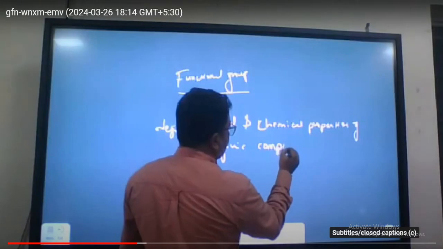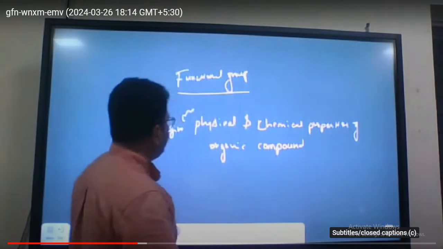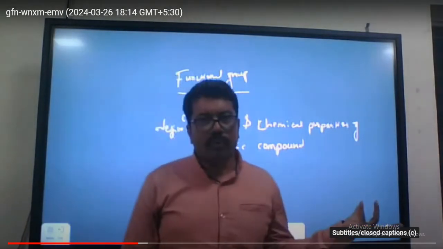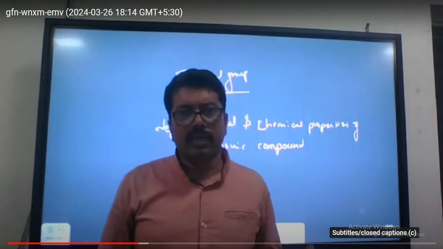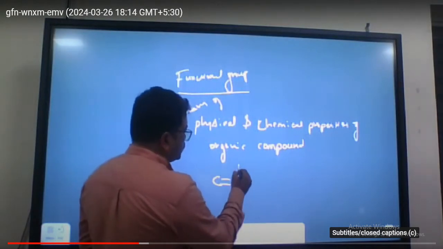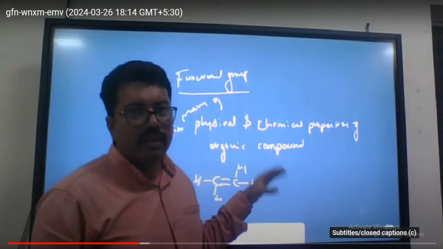It defines many of the physical and chemical properties of organic compounds. The simplest functional groups found in organic compounds contain only carbon and hydrogen atoms, the hydrocarbons. This is an alkene. It contains only carbon and hydrogen, but its functional group is the double bond. These are called hydrocarbons, which include the alkanes, alkenes, and alkynes.